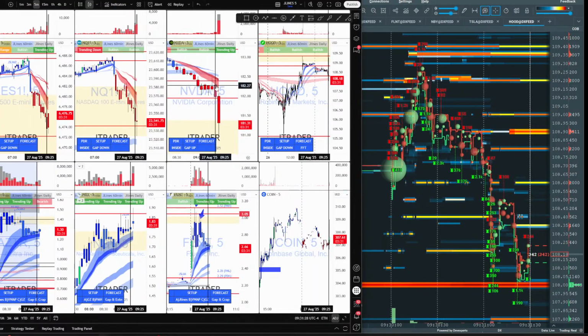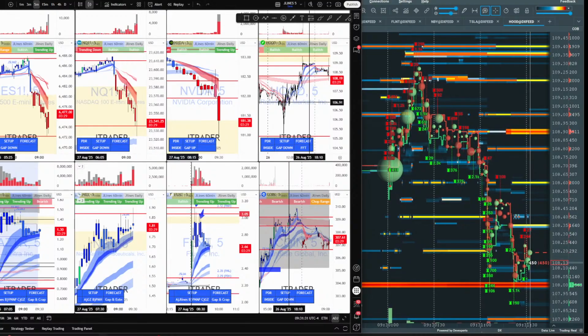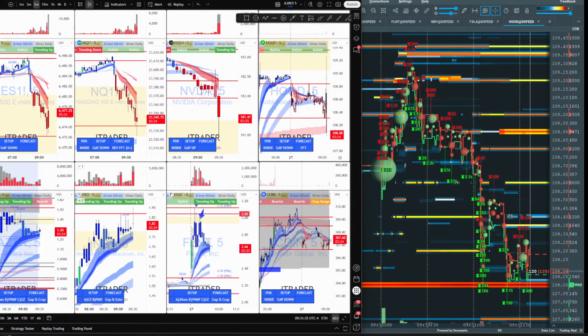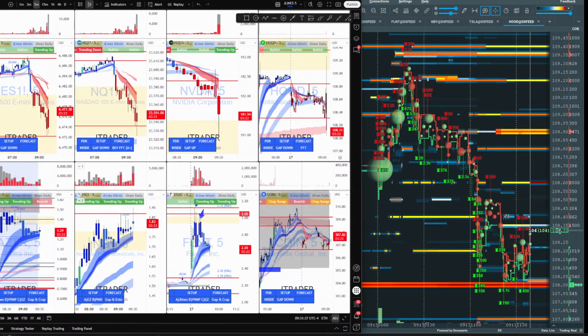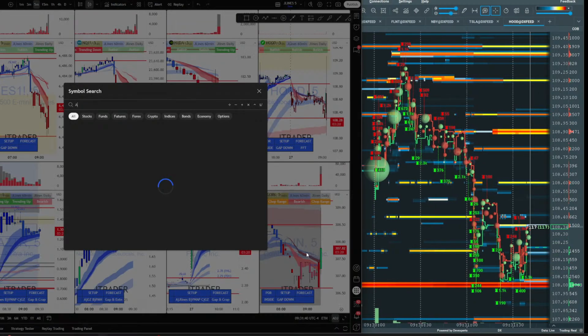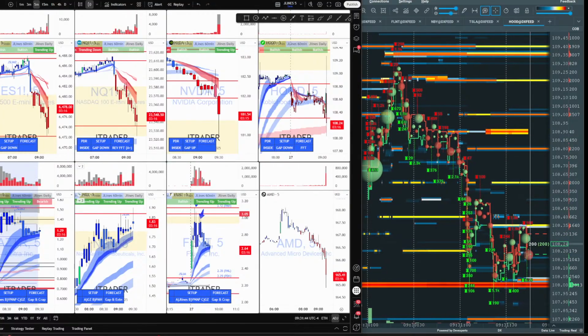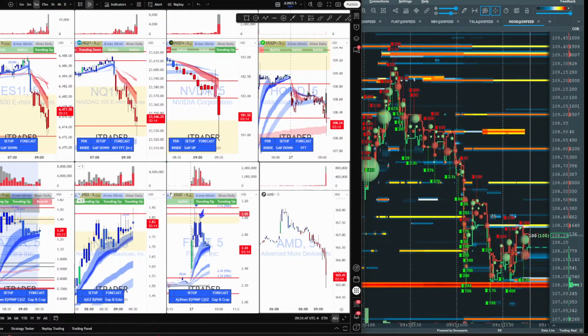NVIDIA breakdown with JLine rejection. AMD breakdown with JLines rejection.